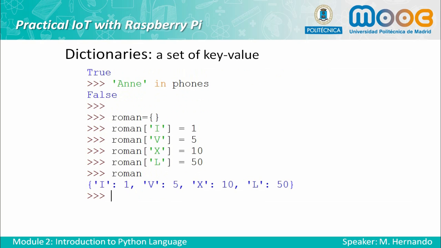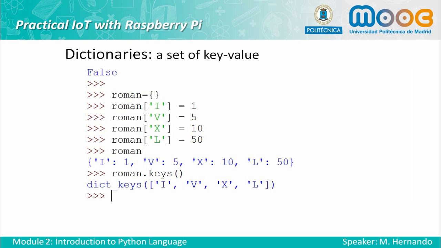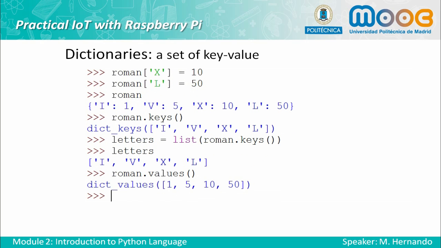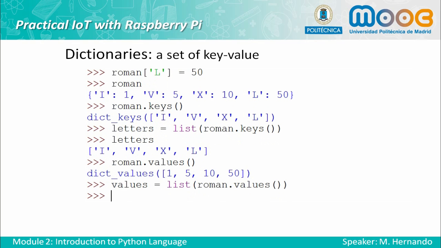The method keys returns a list of all the keys. You could use this function to put all the key names in a list. So now letters have the list of all the Roman keys. You can also get a list of all the values in a dictionary. You use the values function, and we are going to put it in a list too.